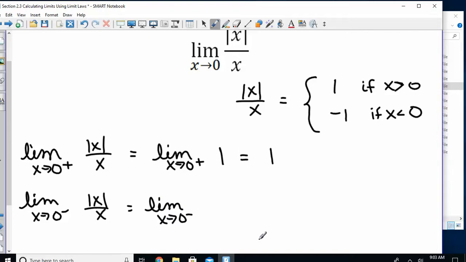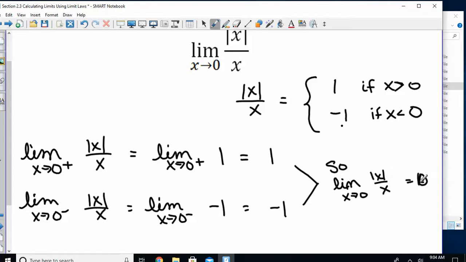If you approach from the left, you're plugging in numbers smaller than 0. So that gives us negative 1. And the limit of a constant is a constant. Are those the same? No, we're getting two different limits from left and right, so they don't match up. So the overall limit at 0 does not exist.